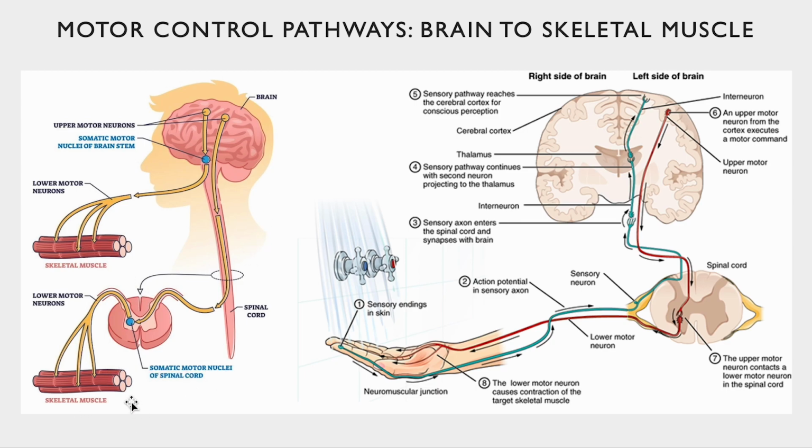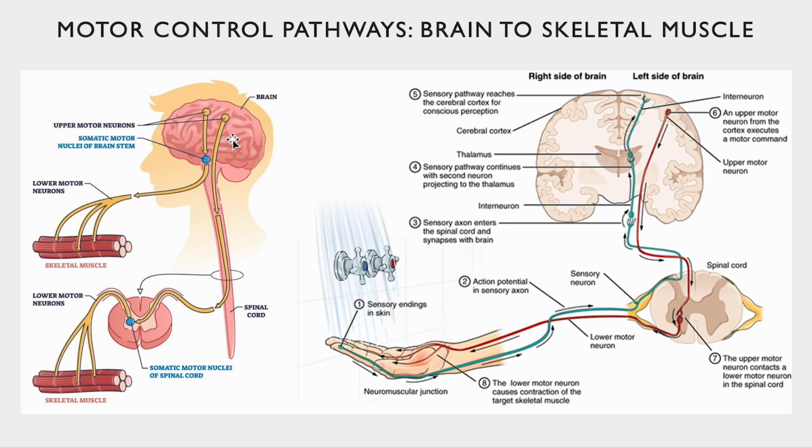For the control of the rest of the body, we also have an upper motor neuron that goes down to the spinal cord. Notice this, making a synapse here in the anterior horn of the spinal cord. And from there, we have the lower motor neuron that makes a synapse with the skeletal muscle fibers in the neuromuscular junction. So there are two neurons in the motor control, the upper motor neuron and the lower motor neuron.